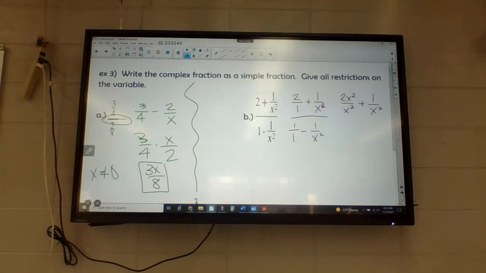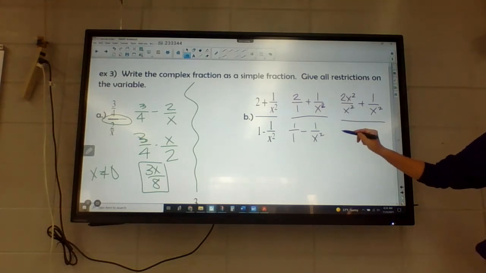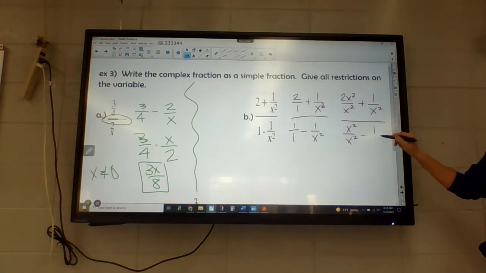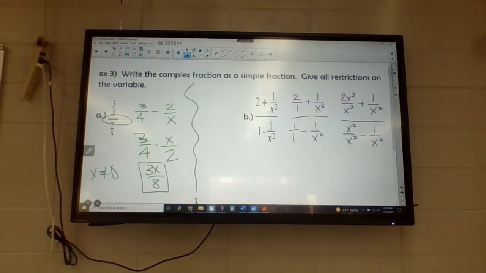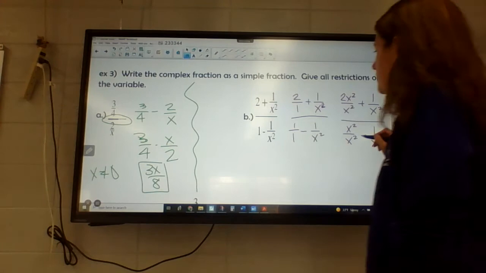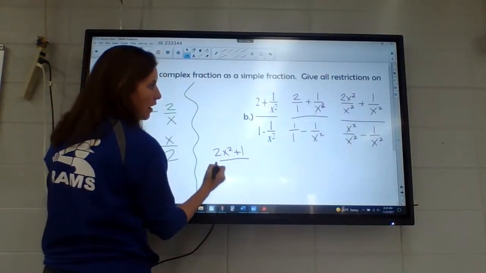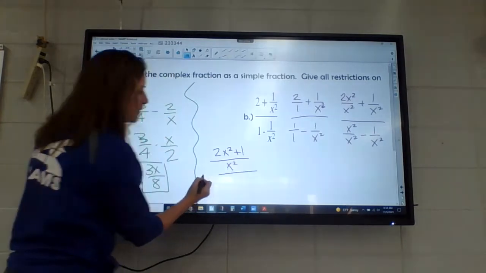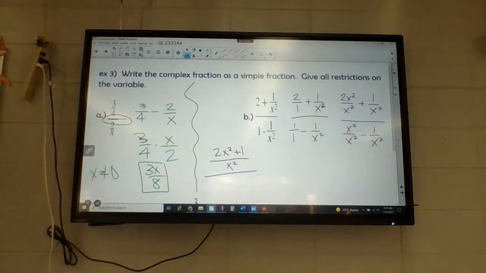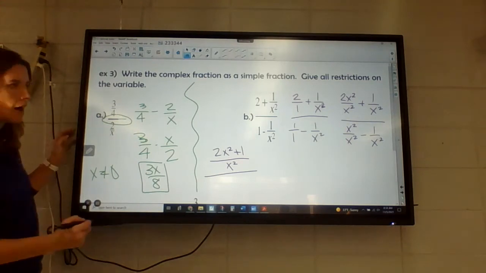I had a bunch of guys asking me yesterday, can I cancel those x squareds? No, you don't. You just put them there. Don't cancel them. Leave them. And then same thing on the bottom is going to happen over here. These both need an x squared. All right, I'm still going to simplify this a little bit. So up here, I get 2x squared plus 1 all over x squared. So that's the very top of my complex fraction.